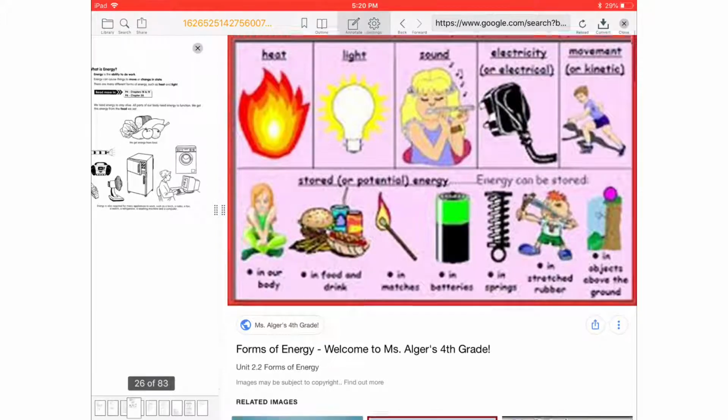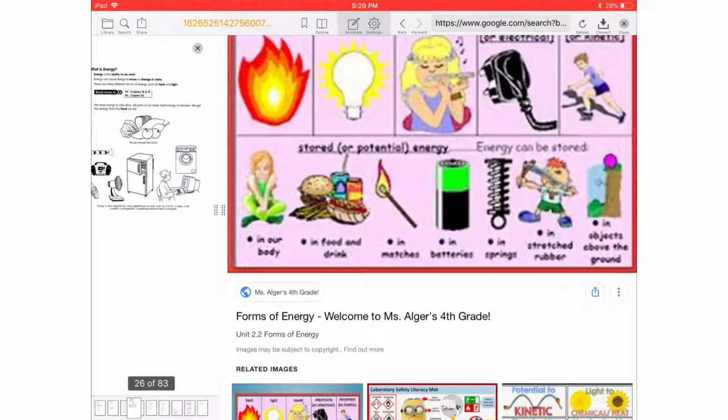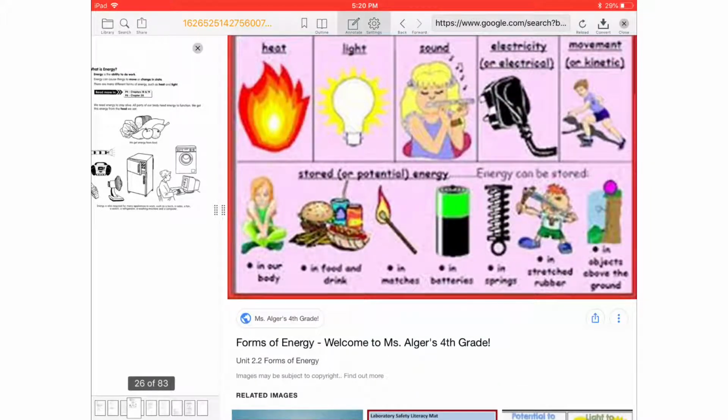The very first form is heat. So heat energy, light energy, sound energy, electrical energy, kinetic energy, which has got to do with movement. Now, if something is not moving, does it have kinetic energy? No. It must be moving, then there's kinetic energy. Electrical, I think. All these are pretty easy, so I don't have to go through every single one of them. But what I want to emphasize here is potential energy.